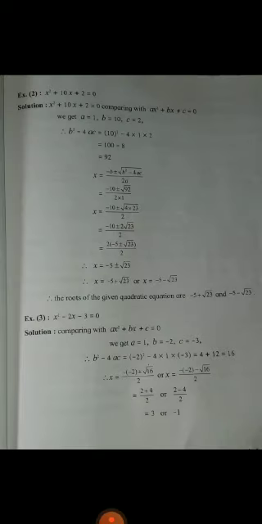Again, these are the formulas, these are the solutions, these are the examples given to you. Same thing you have to do. You have to make use of the formula and you have to practice at home.